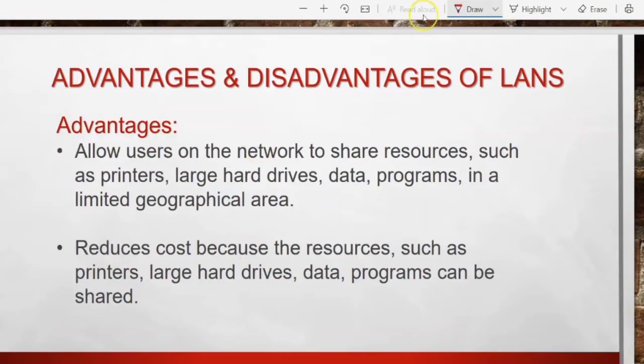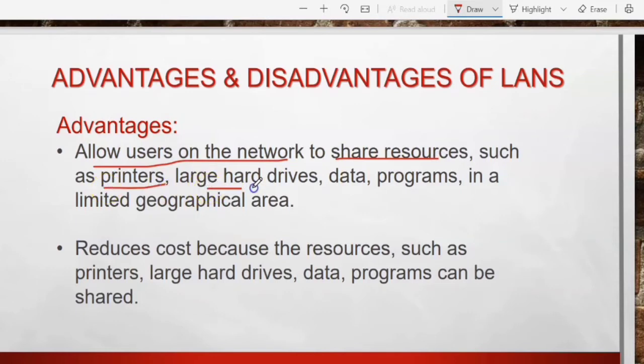Okay, advantage and disadvantage of LAN. Advantage: allow users on the network to share resources such as a printer, large hard drives, data, program in a limited geographical area. Next, you can explain based on cost. It reduces cost because the resources such as printer, large hard drive, data, program can be shared.